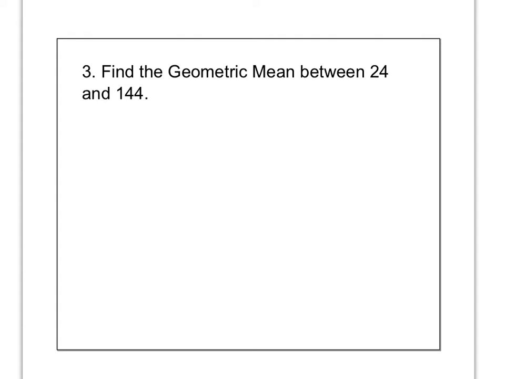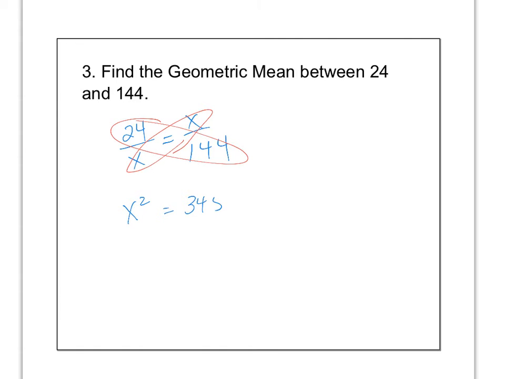Okay, so you're going to do the geometric mean between 24 and 144. So you go 24 over x equals x over 144, and then you're going to cross multiply. So we're going to multiply x times x and 24 times 144. Well, x times x is x squared. 24 times 144 is 3,456. Take the square root.